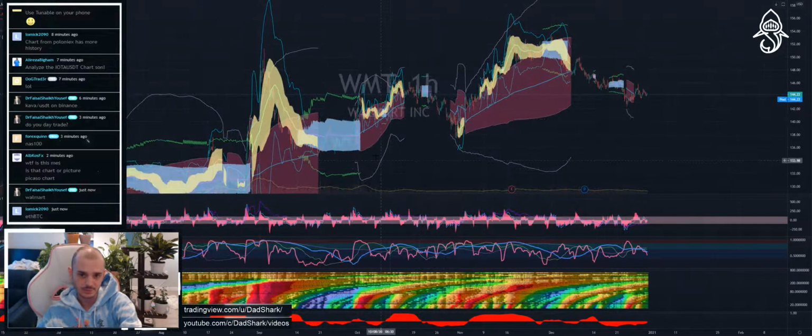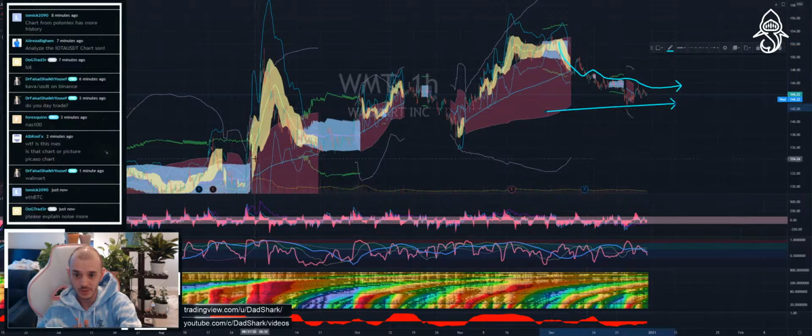FBTC would be my pleasure. So you had this bearish mean reversion, and now you are just tapered off. Explain noise more. Okay.